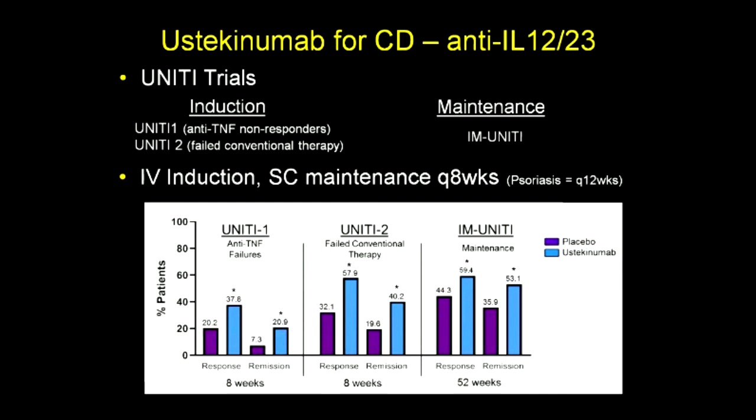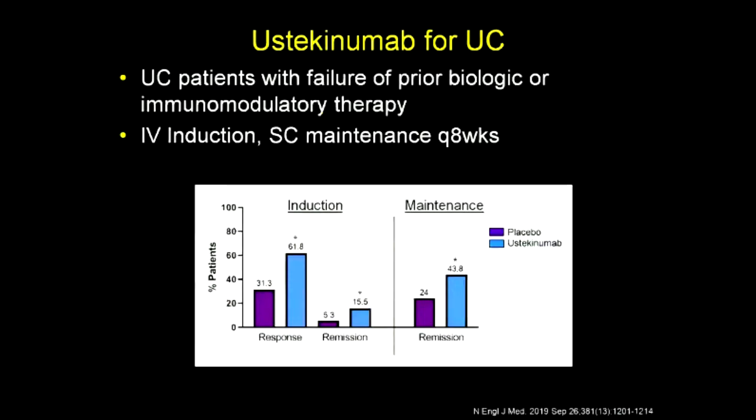Response or remission rates are up in the 40 to 50% range. Patients that have failed anti-TNF, so this is a more refractory group, again have response or remission rates in the 20 to 40% range. And then we see rates that remain in the 50 to 60% range out to 1 year in the maintenance trial. So it does seem to be effective in Crohn's. Similar story in ulcerative colitis, where rates of induction remission at 8 weeks are about 15%, with 61% response, meaning they're not fully in remission, but they're feeling better. And then rates of remission are 45% or so at a year.